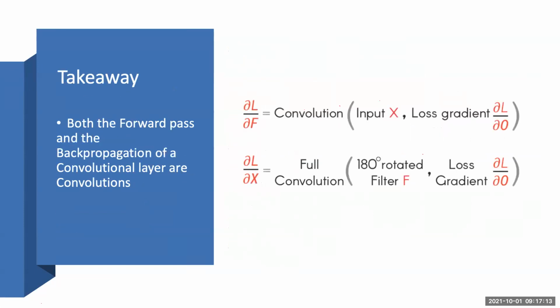So yeah, that's a summary of how to find the gradient with respect to the filter and the inputs for a stride of 1.